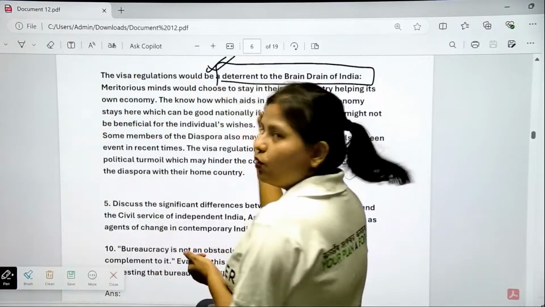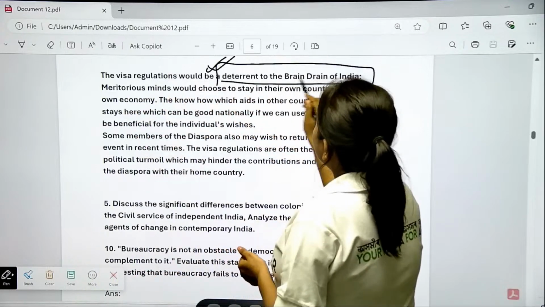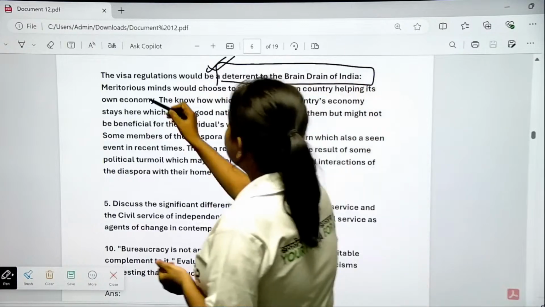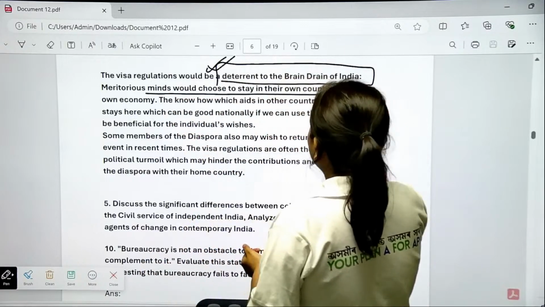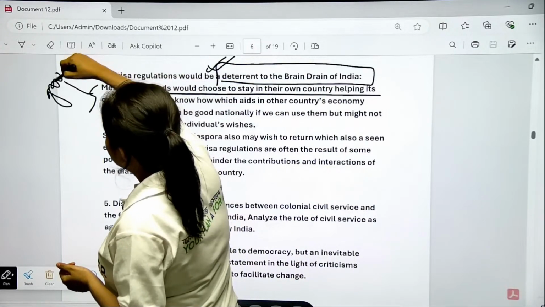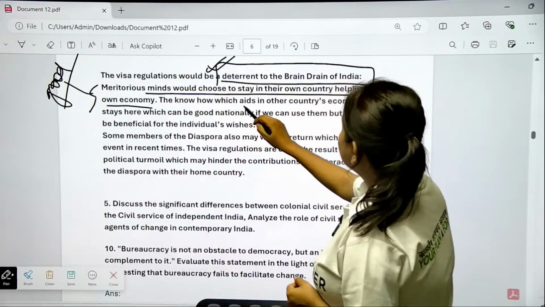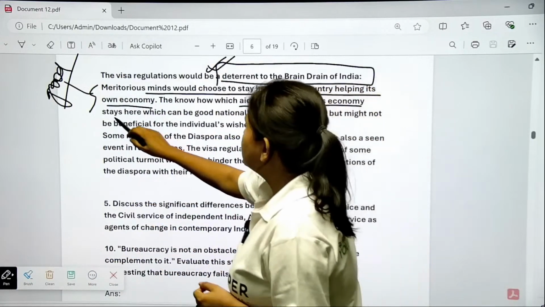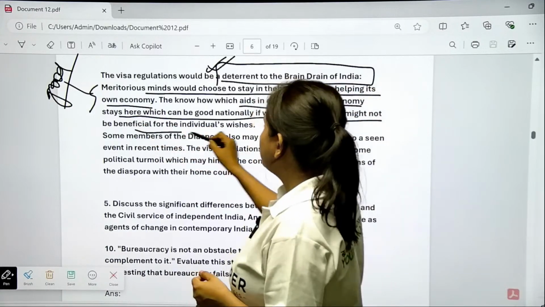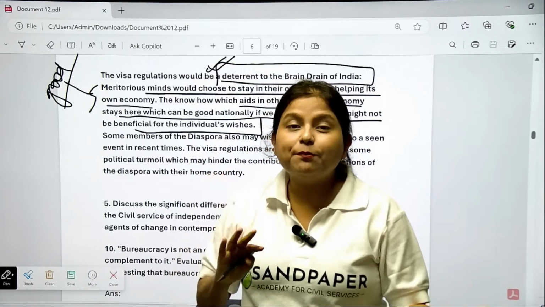I will not explain here what brain drain is. So the visa regulations would be a deterrent to the brain drain of India. Meritorious minds would choose to stay in their own country, helping its own economy, which is good news for us. The know-how which aids other countries' economy stays here, which can be good nationally if we can use them, but might not be beneficial for the individual's wishes. So here we will have to keep a balanced perspective.